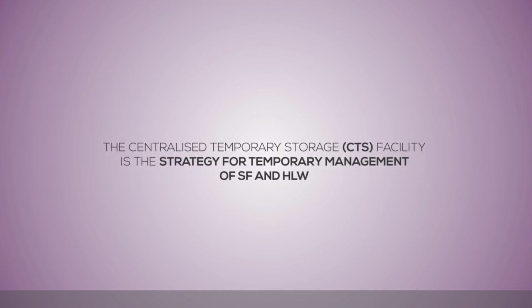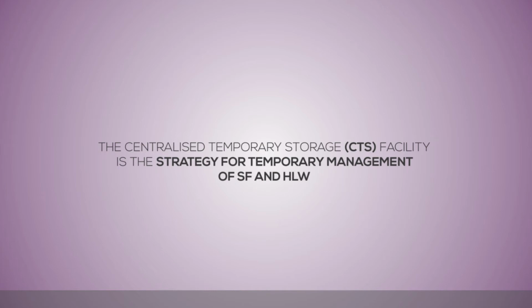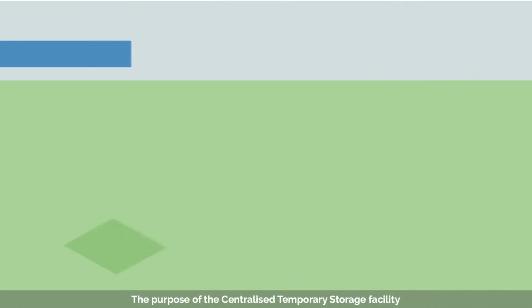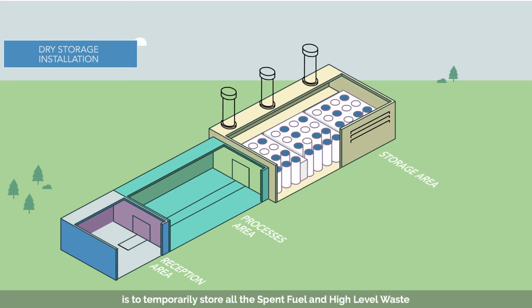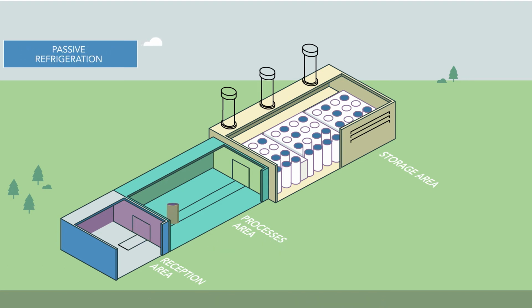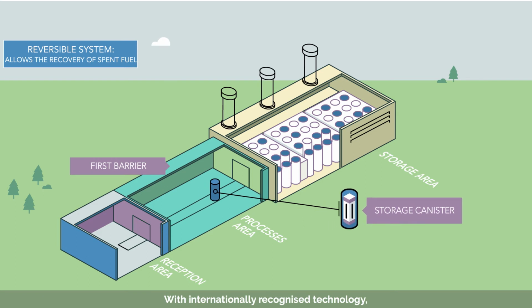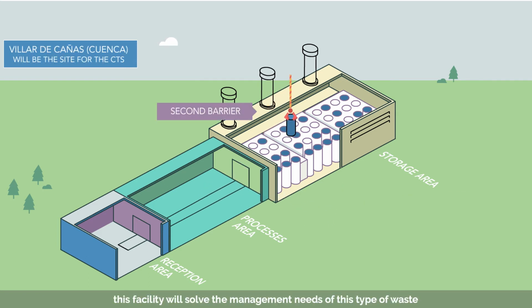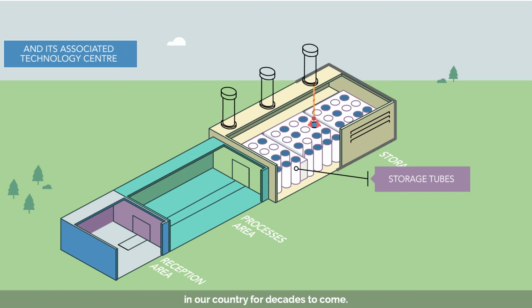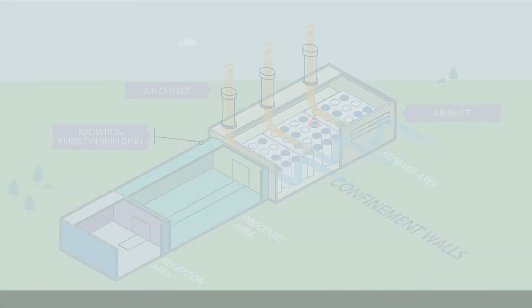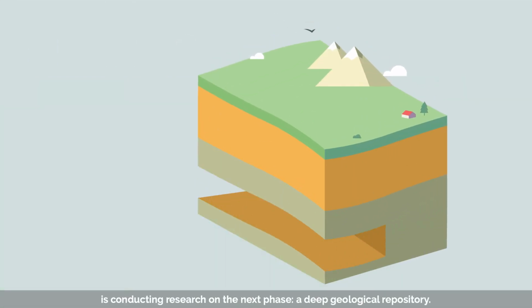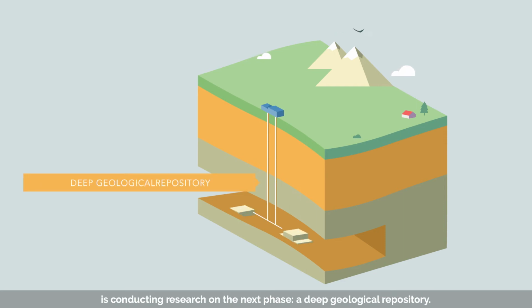The CTS is the strategy for temporary management of spent fuel and high-level waste. The purpose of the centralized temporary storage facility is to temporarily store all the spent fuel and high-level waste from Spanish nuclear power plants at a single site. With internationally recognized technology, this facility will solve the management needs of this type of waste in our country for decades to come. Enresa, along with its international partners, is conducting research on the next phase, a deep geological repository.